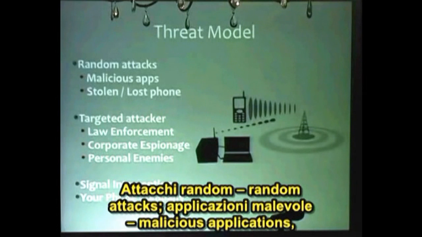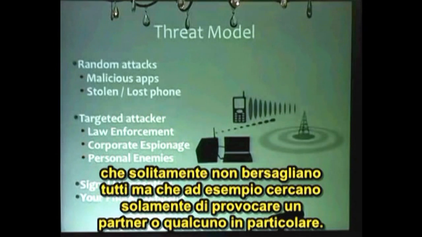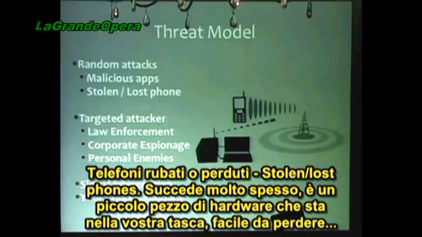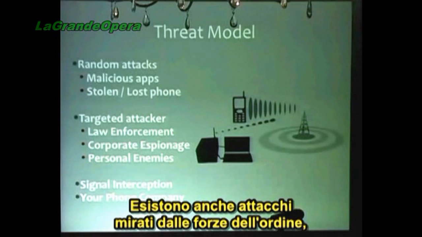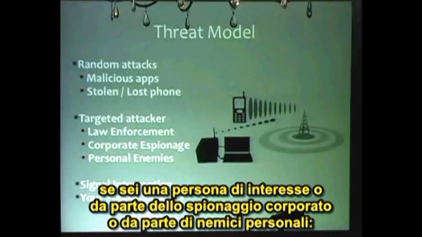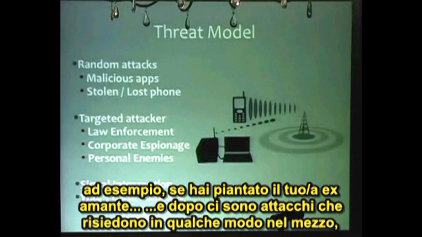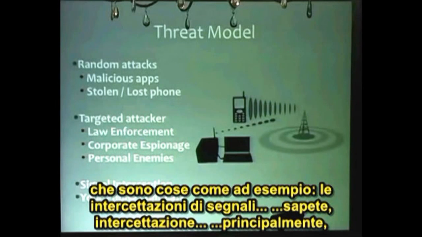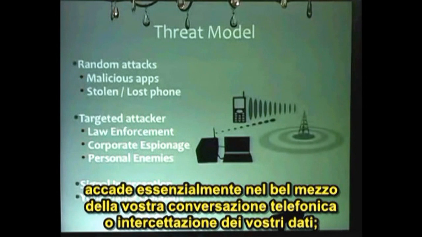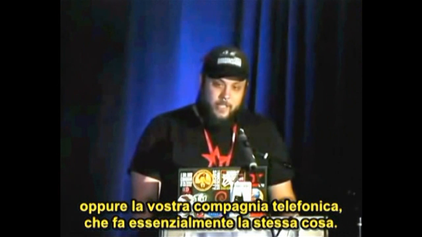Random attacks, like malicious applications, which usually aren't really targeting anybody, but just trying to set up botnets. Stolen and lost phones. This happens a lot. It's a little piece of hardware that's in your pocket, easy to lose. There's also targeted attacks from law enforcement, if you're a person of interest, or corporate espionage, or personal enemies, if you have a jilted ex-lover. And then there's attacks that are somewhere in between, which are things like signal interception, intercepting, man-in-the-middling essentially your phone calls or your data, or your phone company doing essentially the same thing.